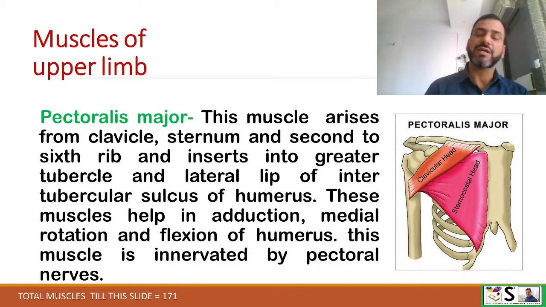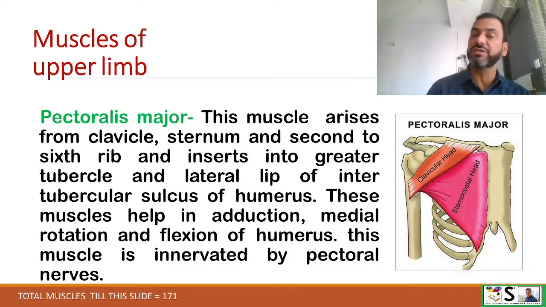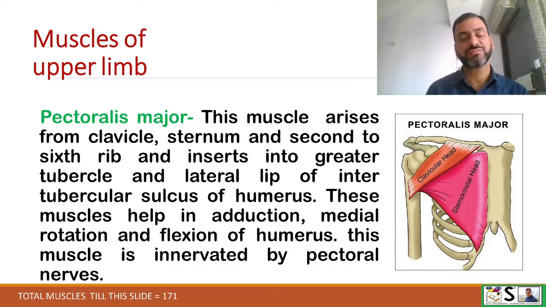So the first muscle in the upper limb is pectoralis major. This muscle arises from the clavicle, sternum, and second to sixth rib and inserts into the greater tubercle and lateral lip of the intertubercular sulcus of the humerus. These muscles help in abduction, medial rotation, and flexion of the humerus at shoulder level. This muscle is innervated by the pectoral nerve.